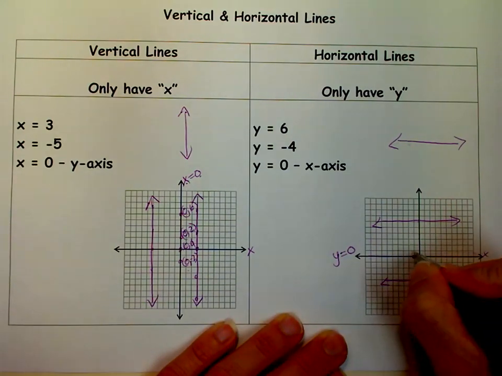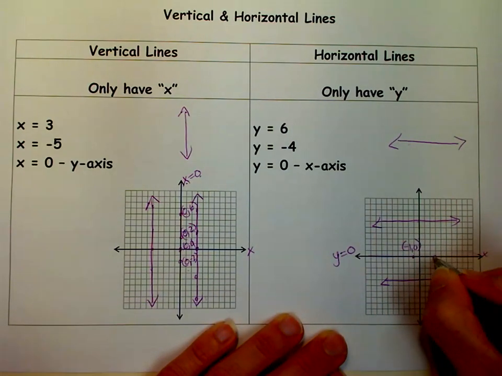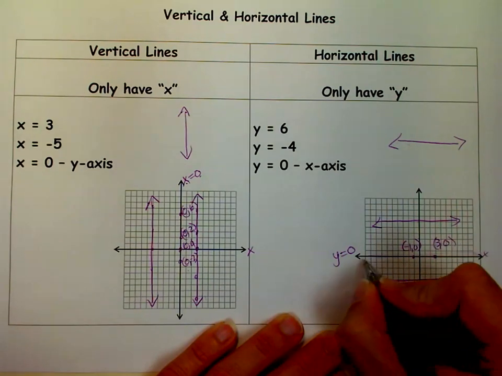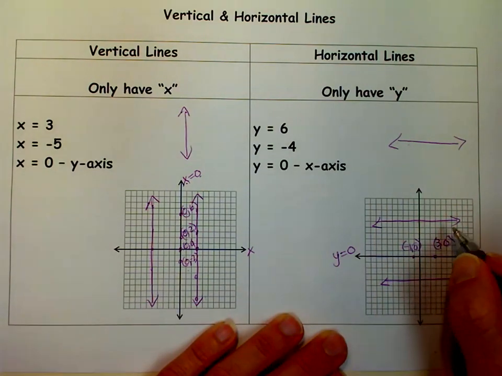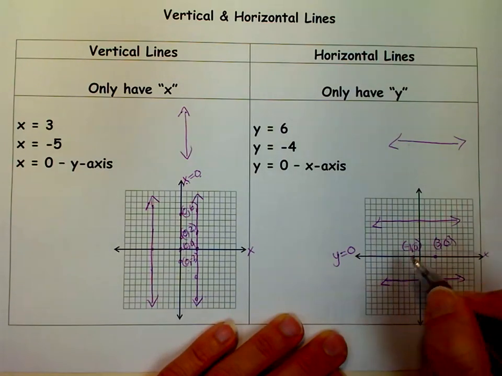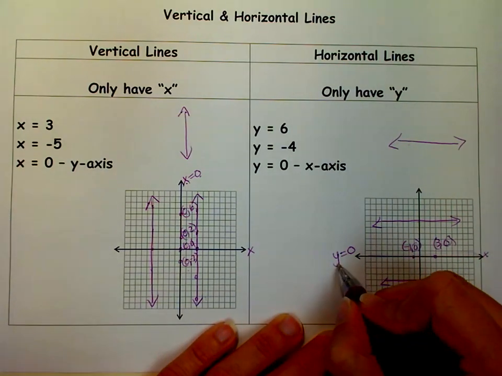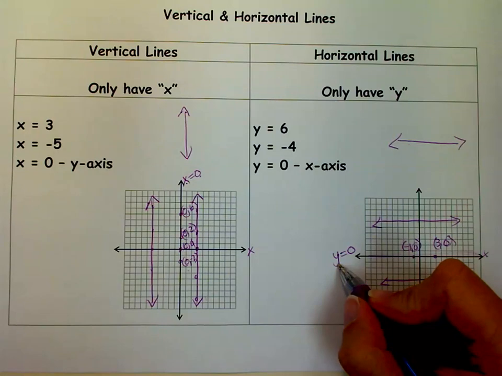All along this line, this is (-1, 0). This is (3, 0). All along this line, y is 0. That's why I call this line y equals 0. And even though it's the x-axis, it's y equals 0. So keep that in mind.